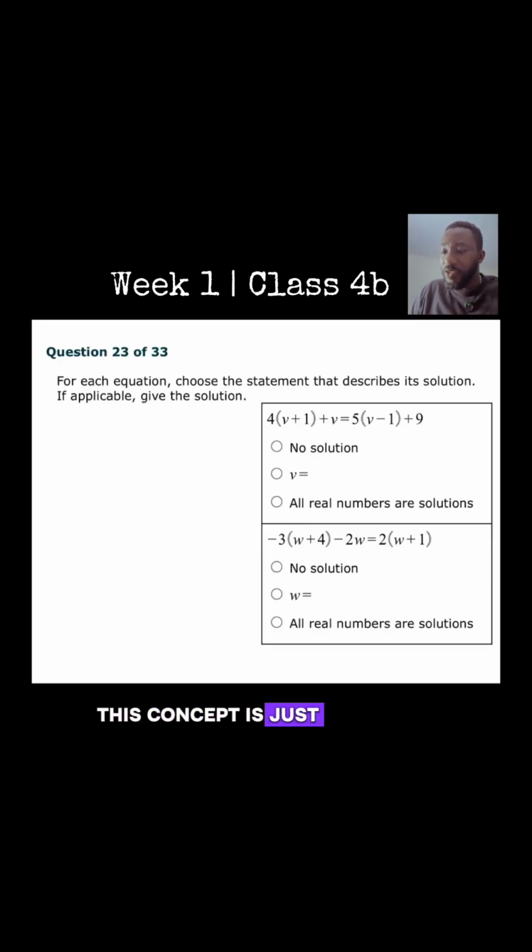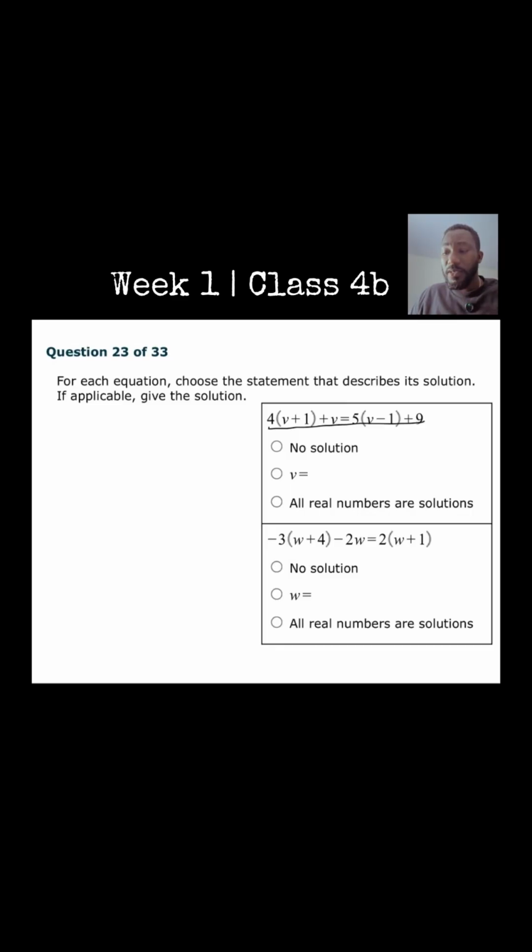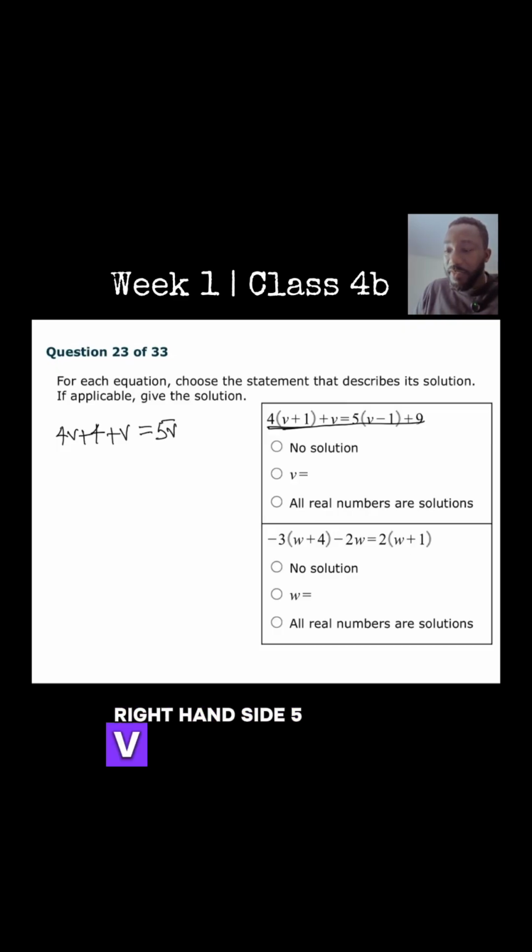This concept is just solving this and checking if there is a solution or not. All right, so let's see. Now for this, if we solve for this, all you need firstly is what? Solve the parentheses. So for the left hand side, we have 4v plus 4 plus v equals, on the right hand side, 5v minus 5 plus 9.